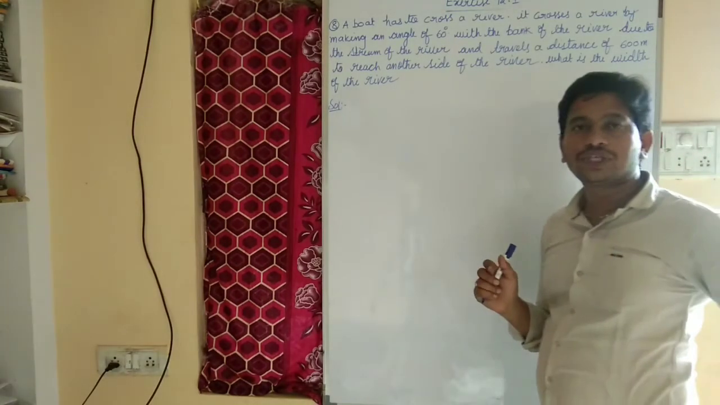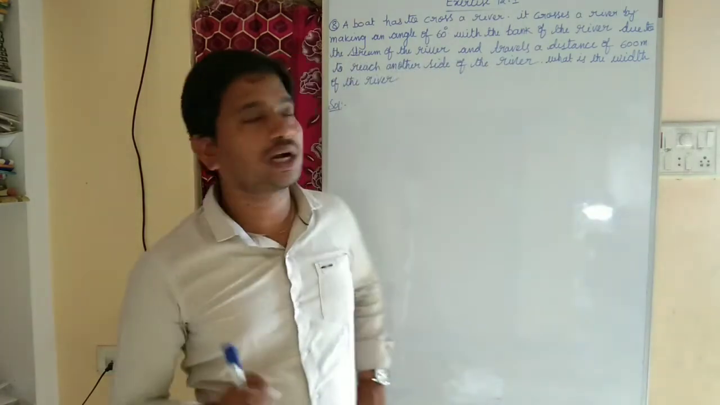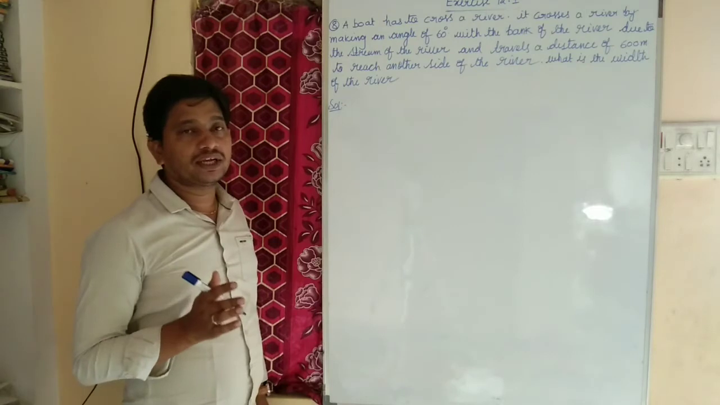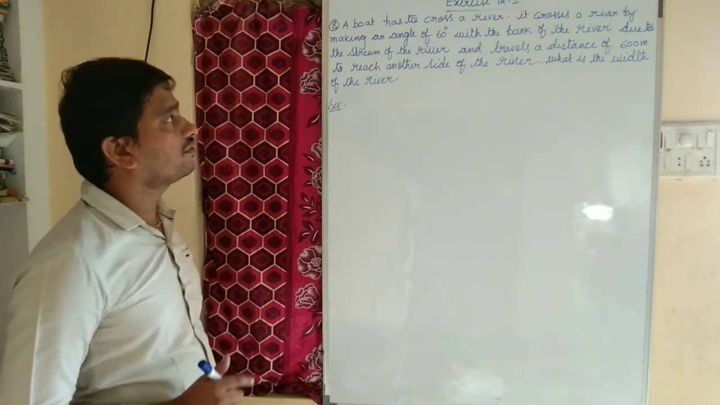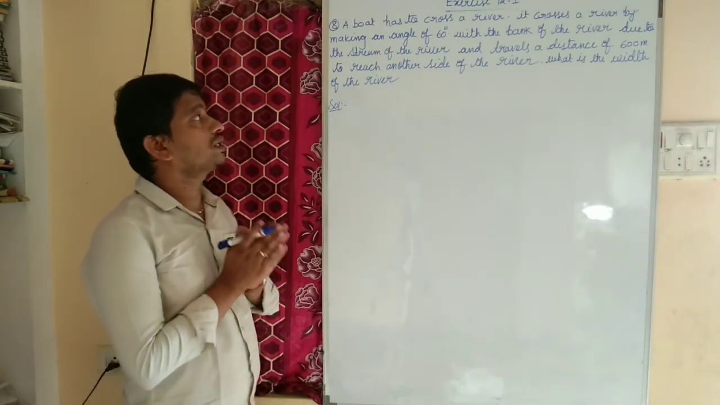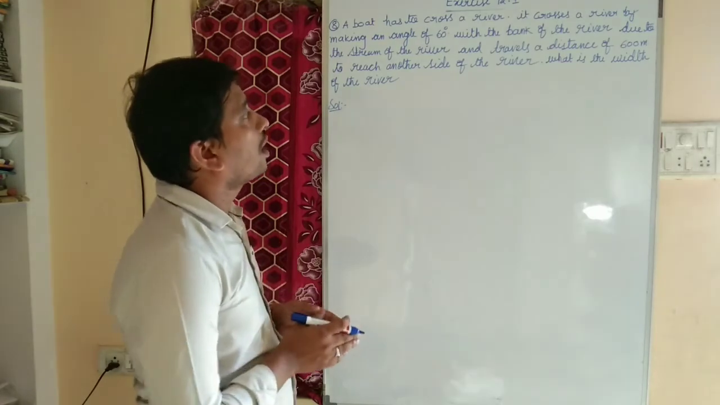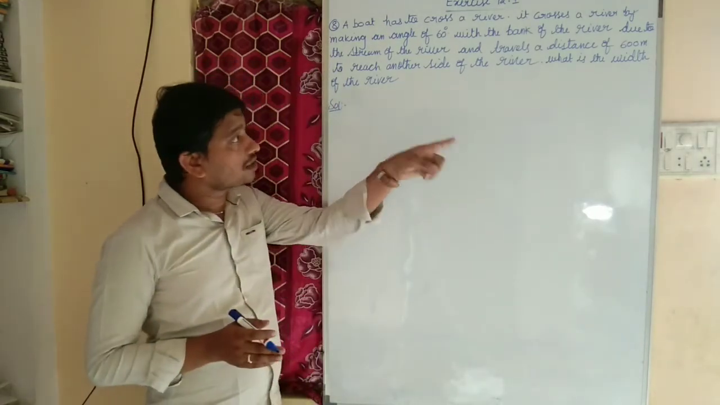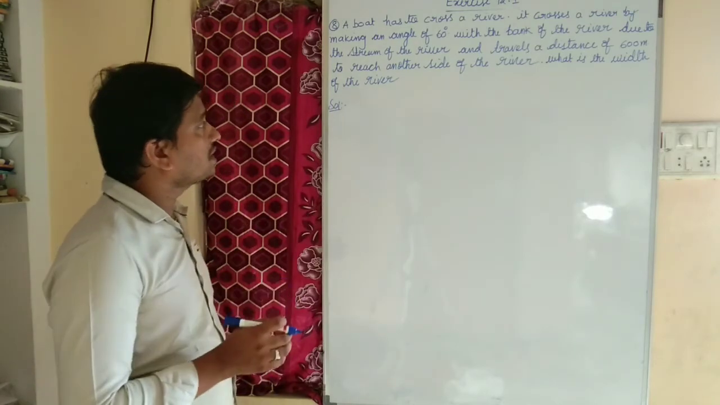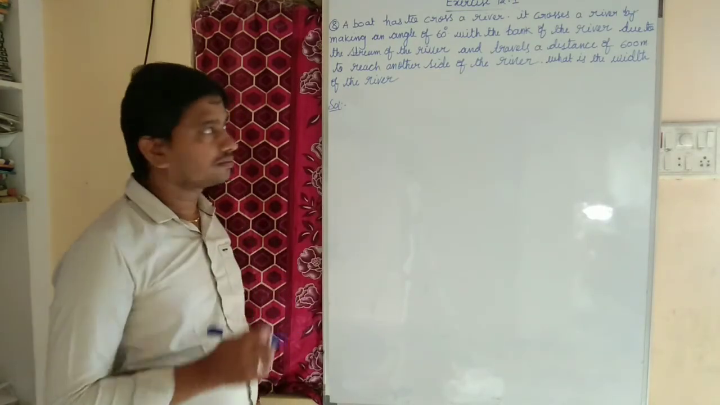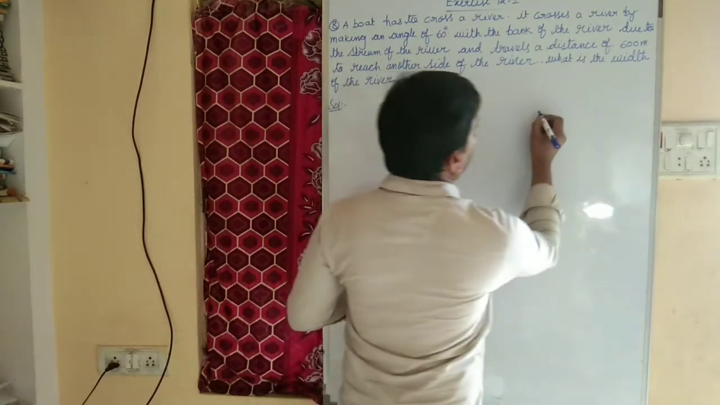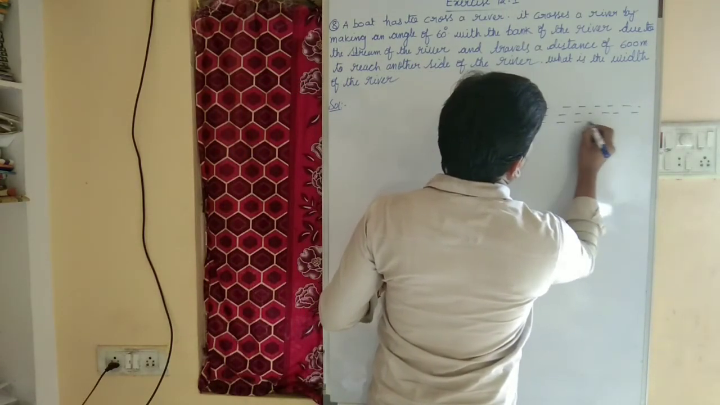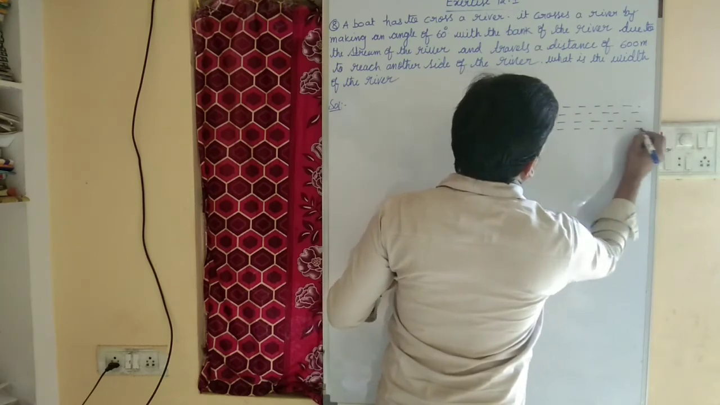Coming to 8th question, a boat has to cross a river. It crosses a river by making an angle of 60 degrees with the bank of the river due to the stream of the river, and travels a distance of 600 meters to reach another side of the river. What is the width of the river? Right? It has to cross a river. Suppose this is the river.